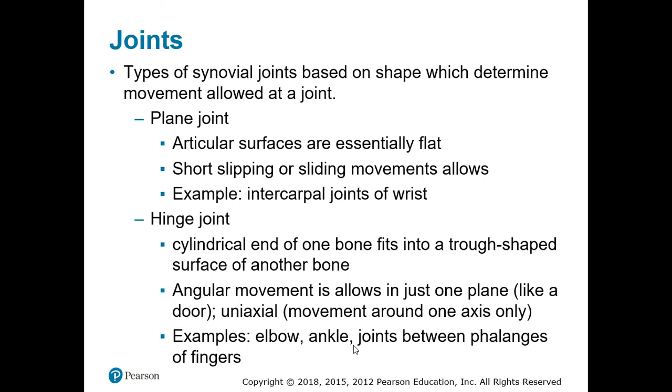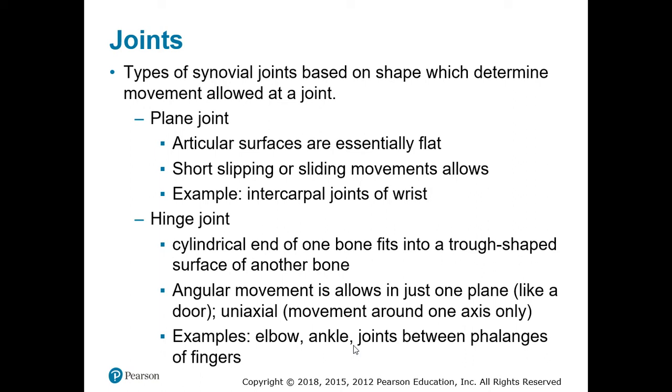So the type of synovial joints is based on shape, which determines the movement that's allowed. We're going to talk about, I believe, 6 of them. First one we're going to define as a plane joint. These are articular surfaces that are flat, hence the word plane. So, plane, it's very flat.